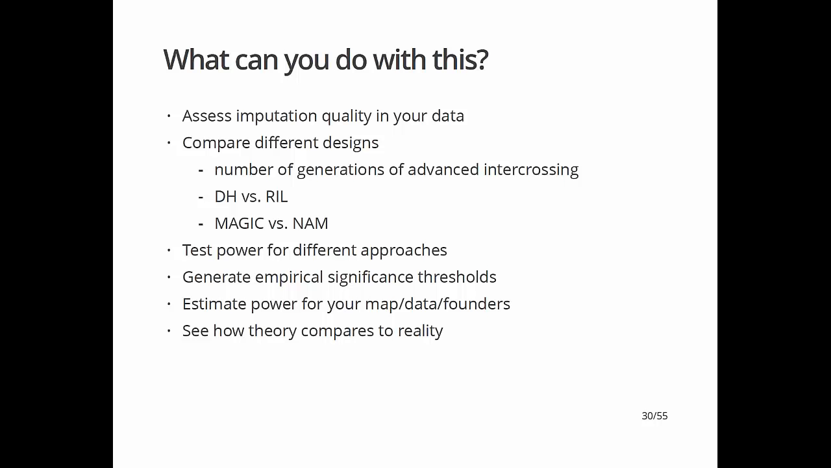You can also use it for QTL mapping to test the power for different approaches, see which ones might work best. You can generate empirical significance thresholds, estimate power for your specific data, so for your map with your genotype data, with your founders, or some combination of those, see how likely you're going to be to detect QTL of various sizes, and you can see how theory basically compares to reality.